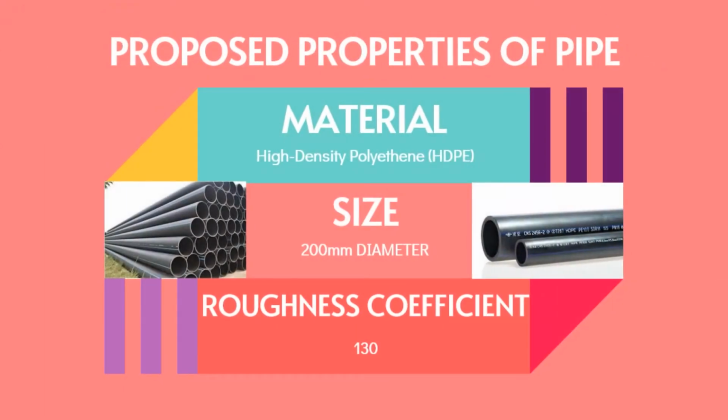The proposed properties of pipe. I chose high density polyethylene, HDPE, material as pipe due to its high stiffness, strength, toughness, moisture and resistance to chemicals and gases. It is also easy to process and good for performing. Generally, I assume all pipe diameters are 200 mm and the roughness coefficient is 130.